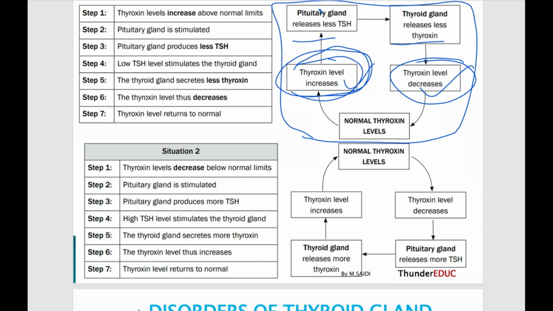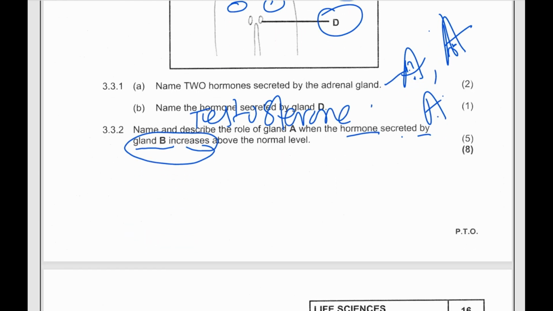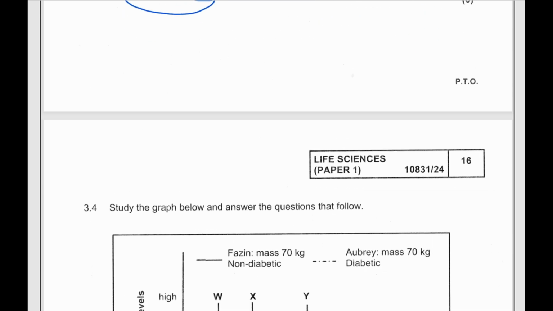Meaning that when the thyroxine increases or is high, the pituitary gland is going to release less TSH, meaning that the thyroid gland is going to be stimulated less, and then the thyroxine level is going to drop, then it goes back to normal. That's what they wanted. Nothing else. So what will happen if there is too much thyroxine in the body?